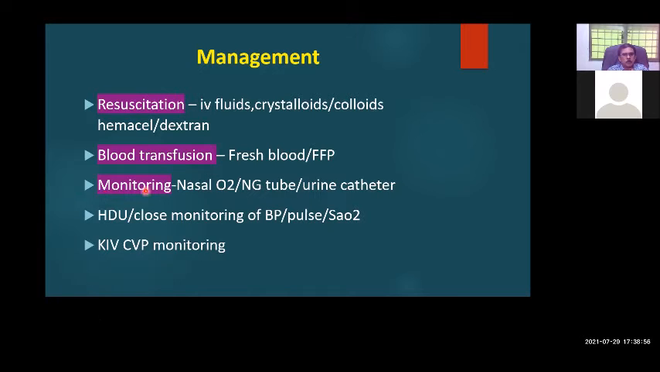Supportive treatment includes nasal oxygen, a nasogastric tube to aspirate whatever blood is in the stomach, and a urinary catheter with input-output chart. HDU or ICU monitoring closely of the pulse, BP, and oxygen saturation. If the BP is low and the patient is hypovolemic, central venous pressure monitoring may be necessary.